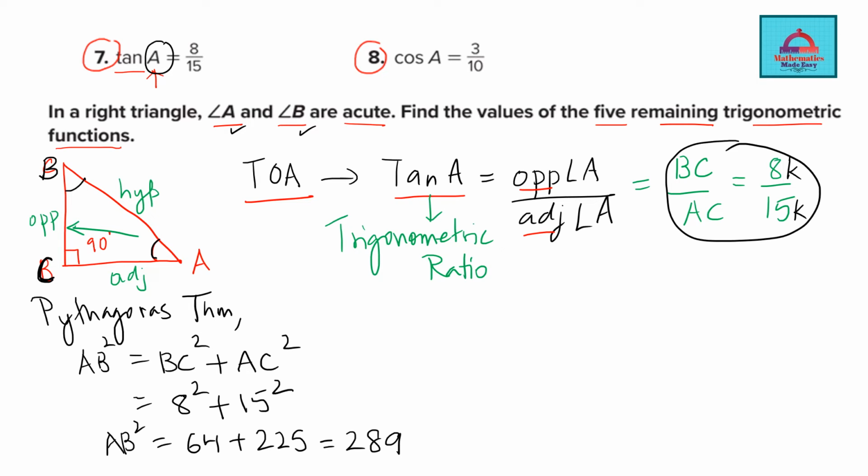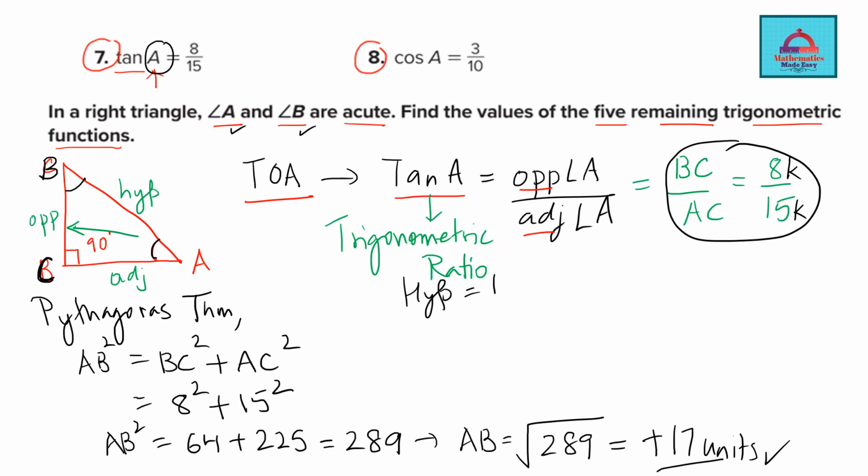But what do we need? We need length AB. We need the hypotenuse because I have to define all my other trigonometric ratios using this. So if AB square is 289, AB will be its square root, right? And we are talking about length, so we'll ignore the negative and just take the positive. So this is 17 units, and definitely it is more than 8 and 15. So well defined, our answer is correct. So we got hypotenuse as 17 units.